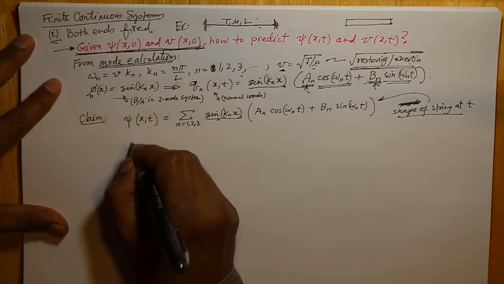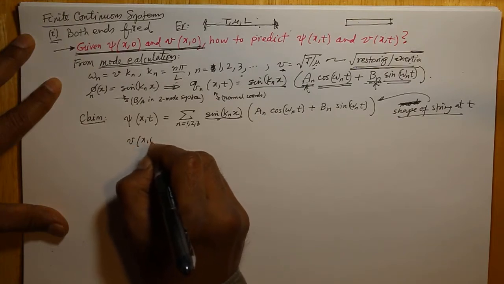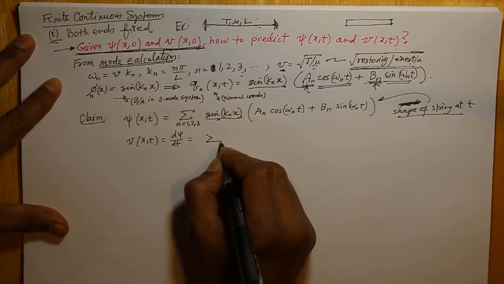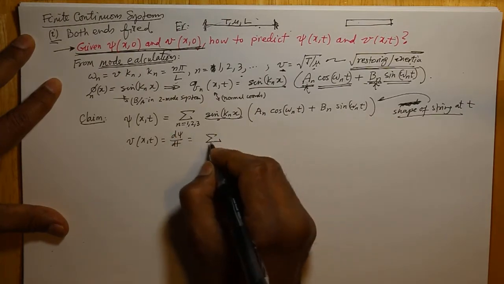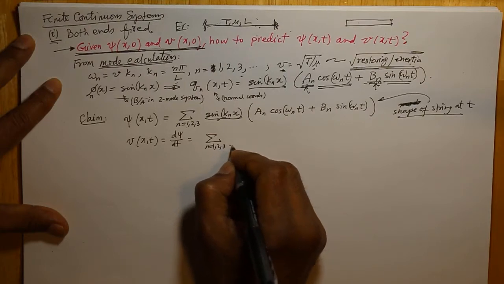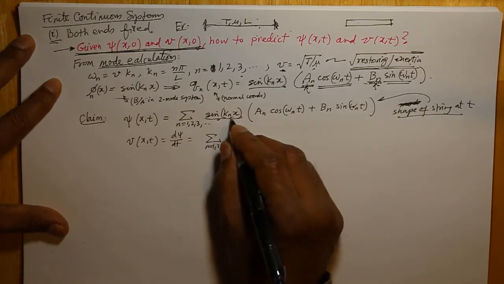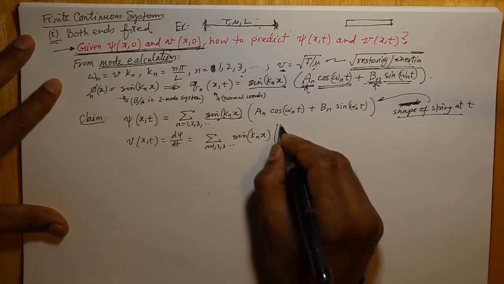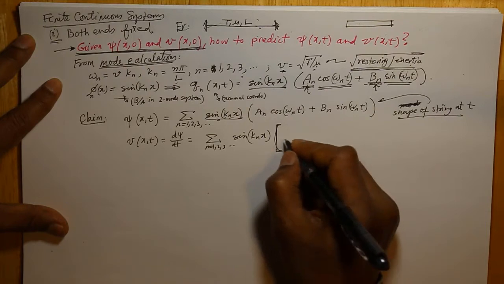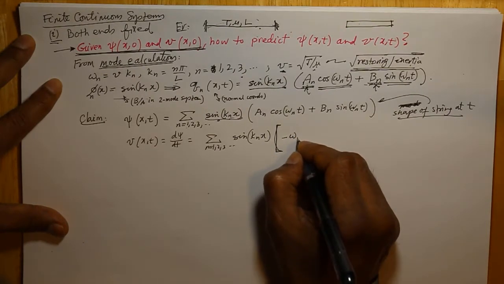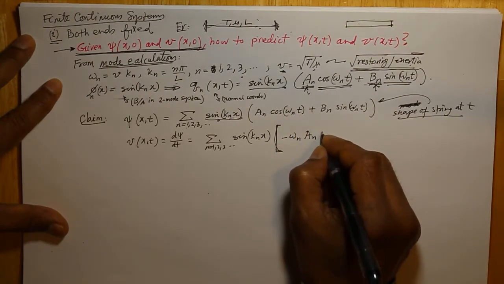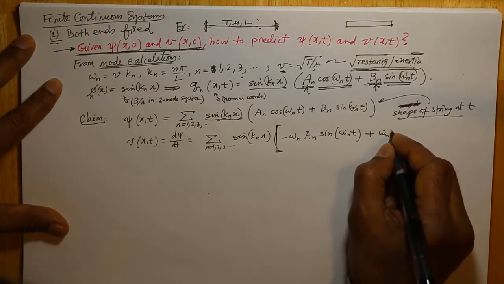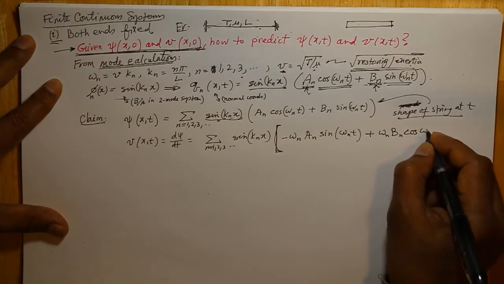Well, the velocity will be, I just take a time derivative of this, d psi dt. The derivative will go inside. Nothing happens here. Inside here, let's use this bracket. So omega n with a negative sign, and this goes into sine. So omega n bn is going to be cosine omega n t.